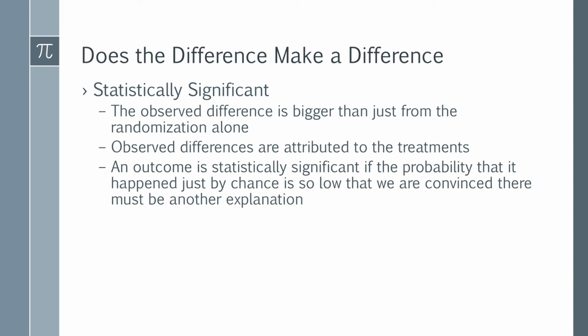So what makes a difference statistically significant? Well, the observed difference is bigger than just from the randomization alone, and the observed differences are attributed to the treatments. An outcome is statistically significant if the probability that it happened just by chance is so low that we are convinced there must be another explanation.